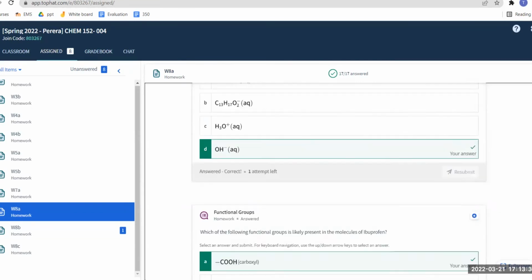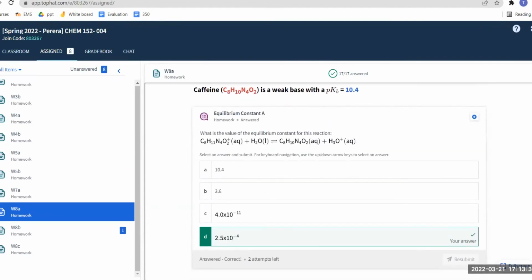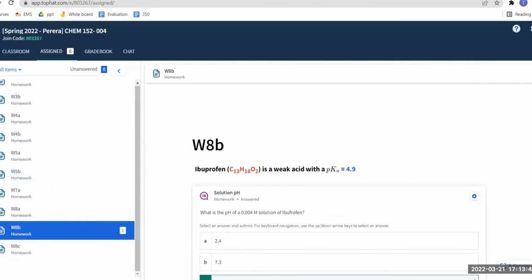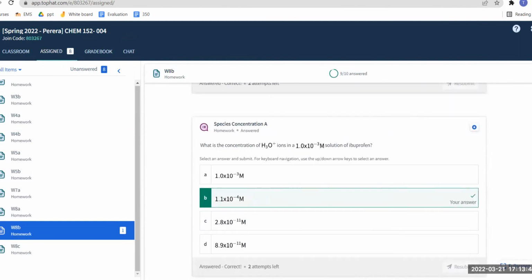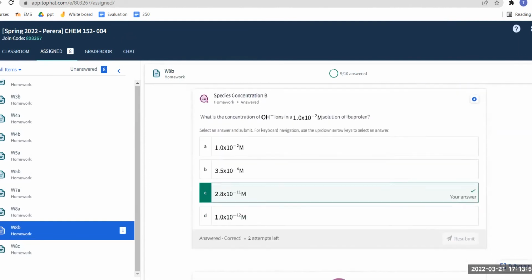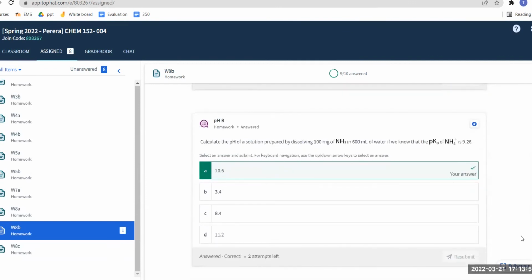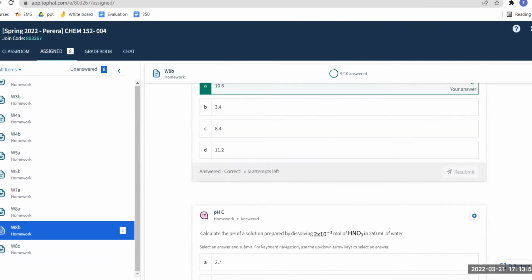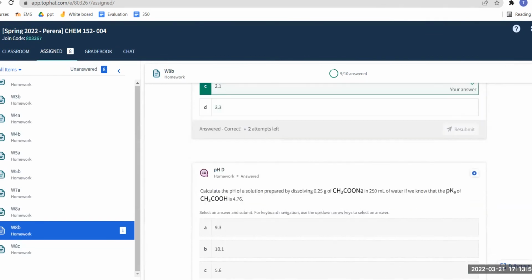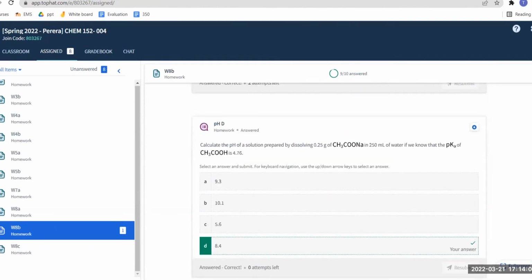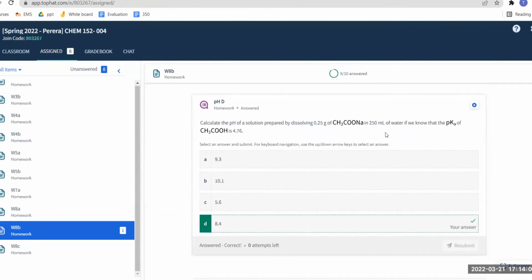Okay, I think I have one more. Did these have buffer questions by any chance? No, I don't think so. But you had enough practice though, right? Yeah, I think I have questions for this one.